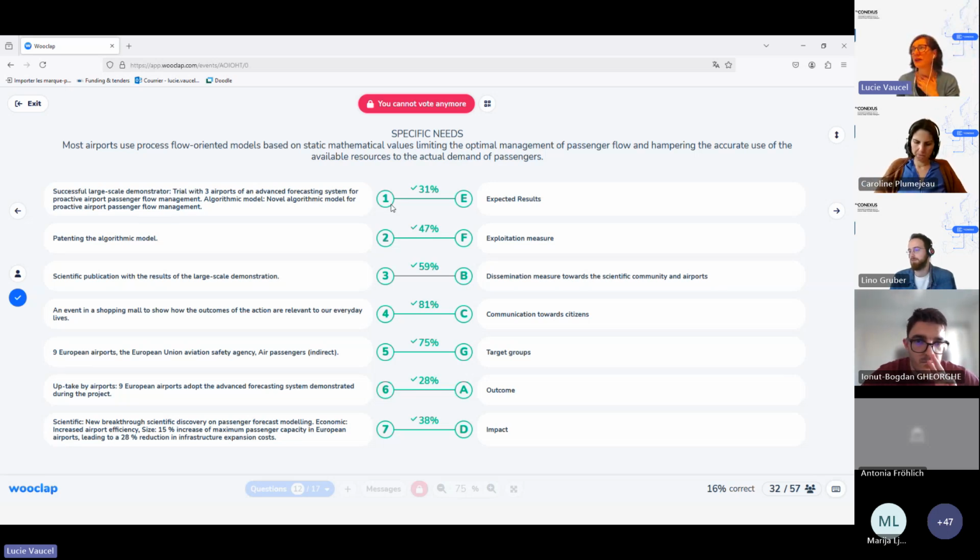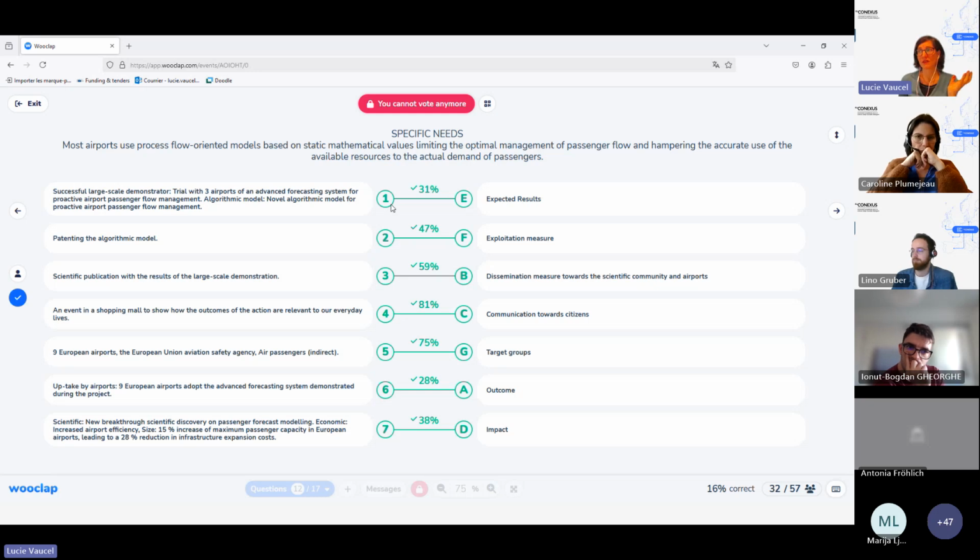The fourth one, an event in a shopping mall to show how the outcomes of the action are relevant to our everyday lives. This is communication towards citizens. It's less specific, not oriented towards a specific community. It's broad communication about the project, not necessarily about the results of the project, unlike dissemination. Then the number 5, 9 European airports, the European Union Aviation Safety Agency, air passengers.